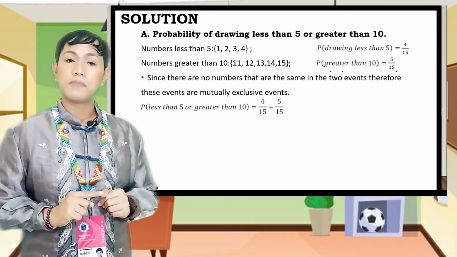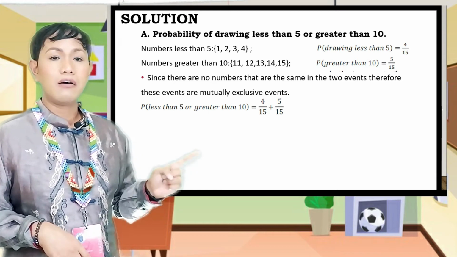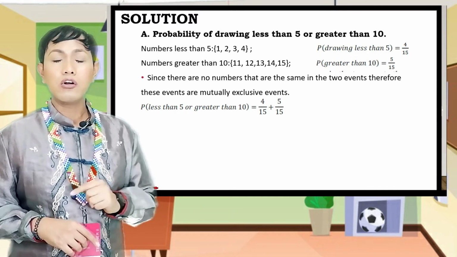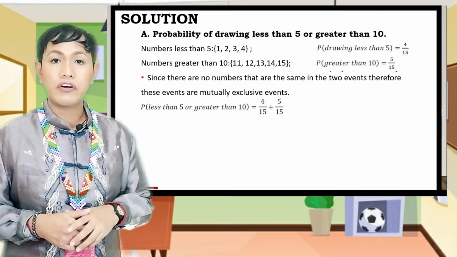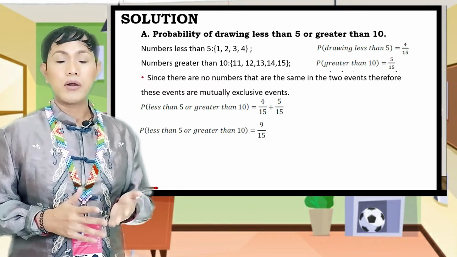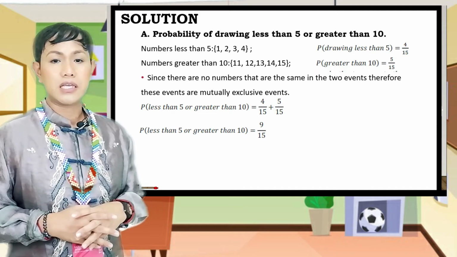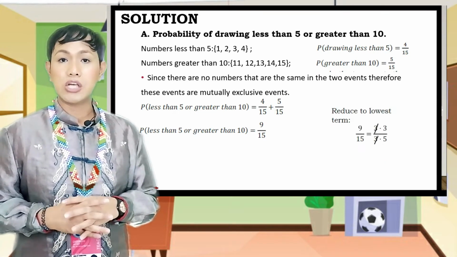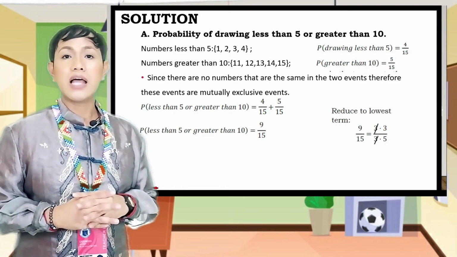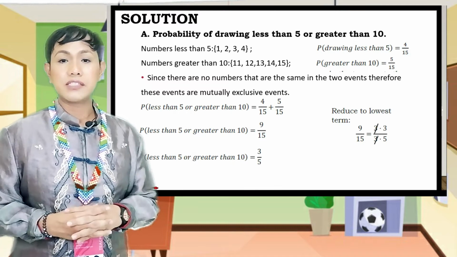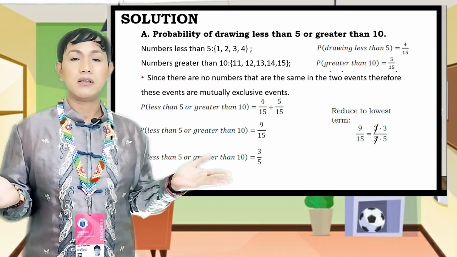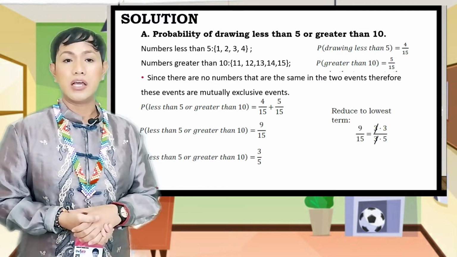Hence, the solution would be like this. The probability of less than 5 or greater than 10 is equal to 4 over 15 plus 5 over 15. And this is equal to 4 plus 5 equals 9 over 15. When we reduce that to its lowest term by a factor of 3, the final answer would now be 3/5 or 3 over 5. Fabulous, isn't it? Now let us proceed to question letter B.